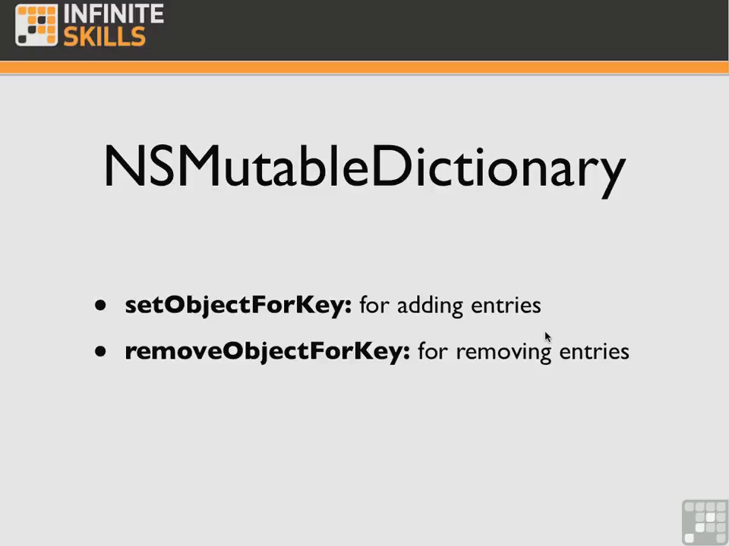Just as with an array, a dictionary can be static, as in NSDictionary, or mutable, as in NSMutableDictionary. NSMutableDictionary adds a couple of additional basic methods. setObject:forKey: enables you to add entries, and removeObjectForKey: lets you remove entries from the dictionary.